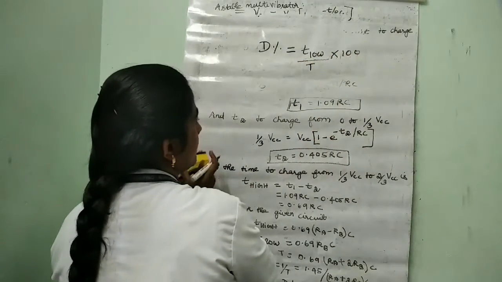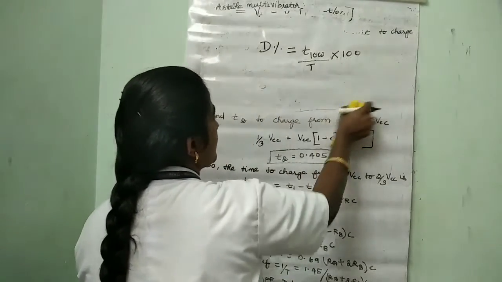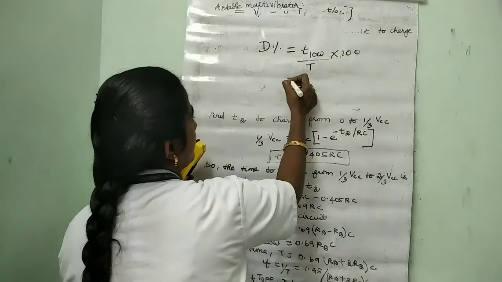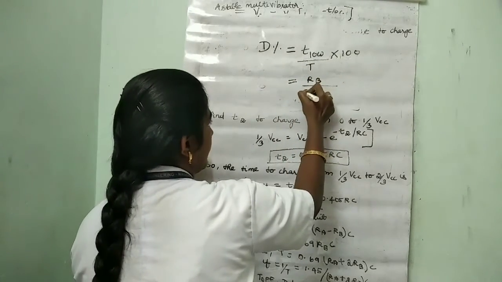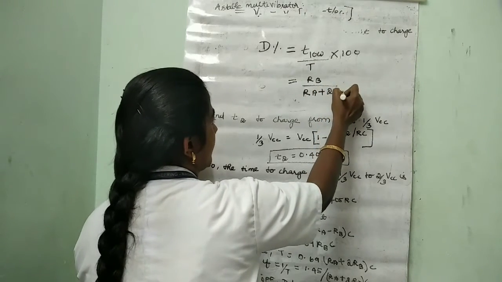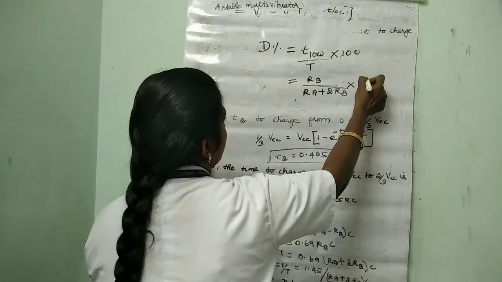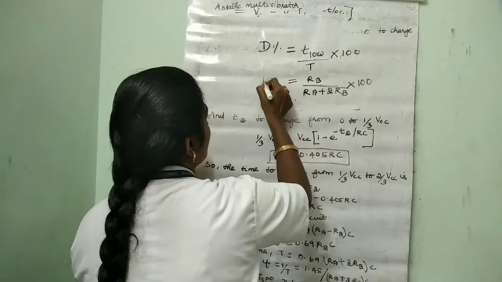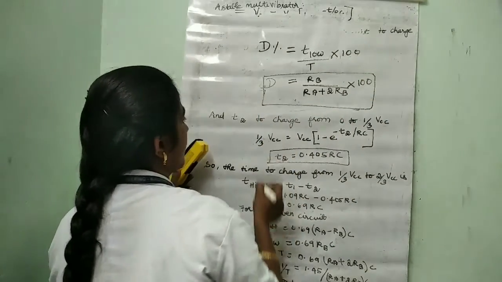Okay, duty cycle is equal to T low divided by T into 100, that is equal to RB divided by (RA plus 2RB) into 100. This is the formula for duty cycle.